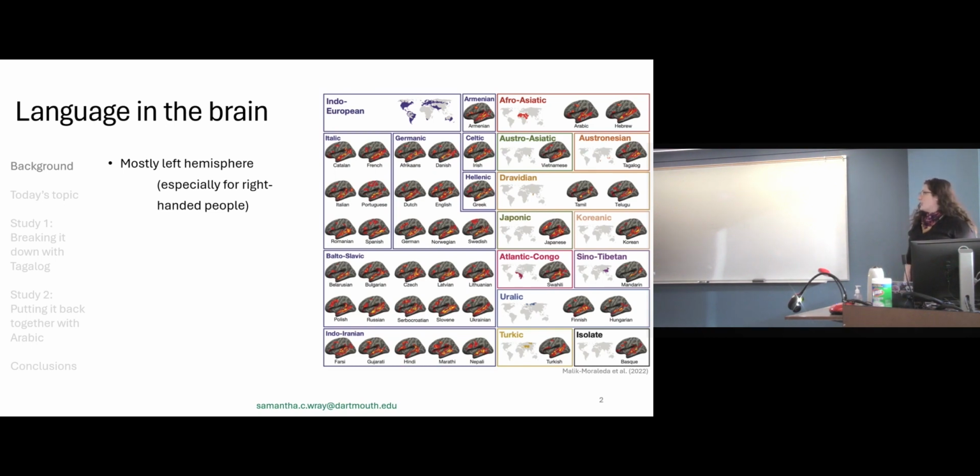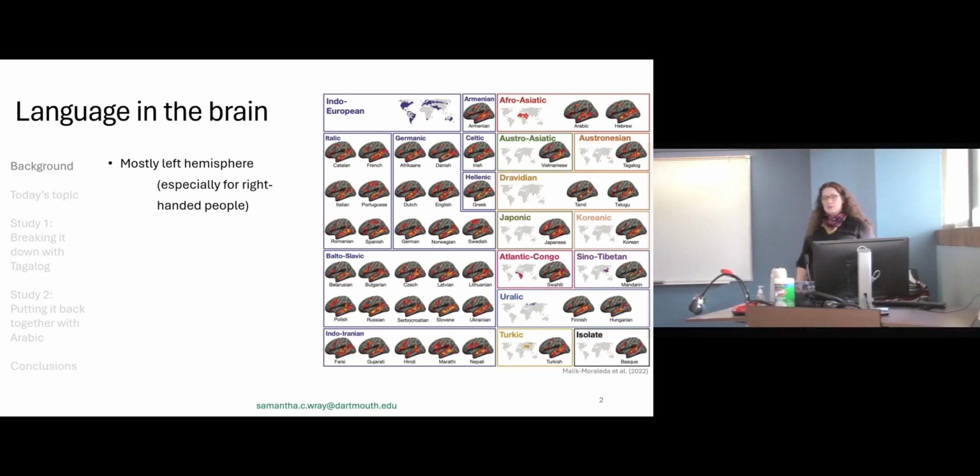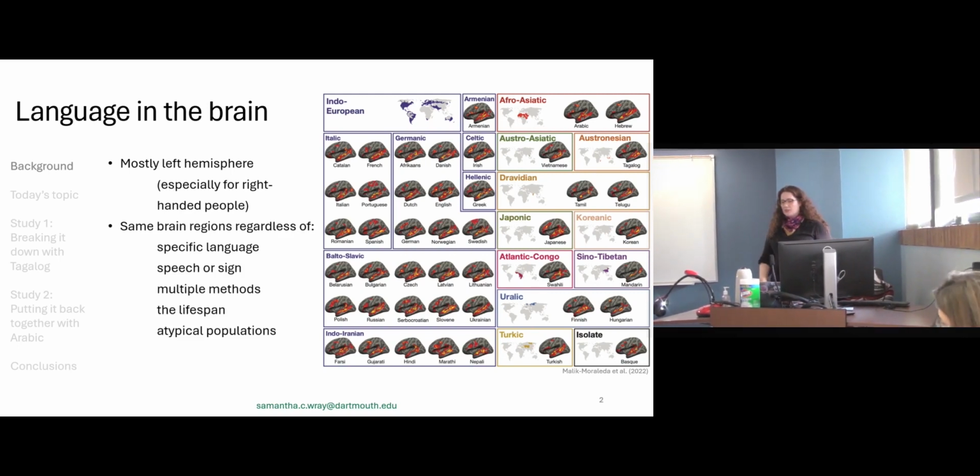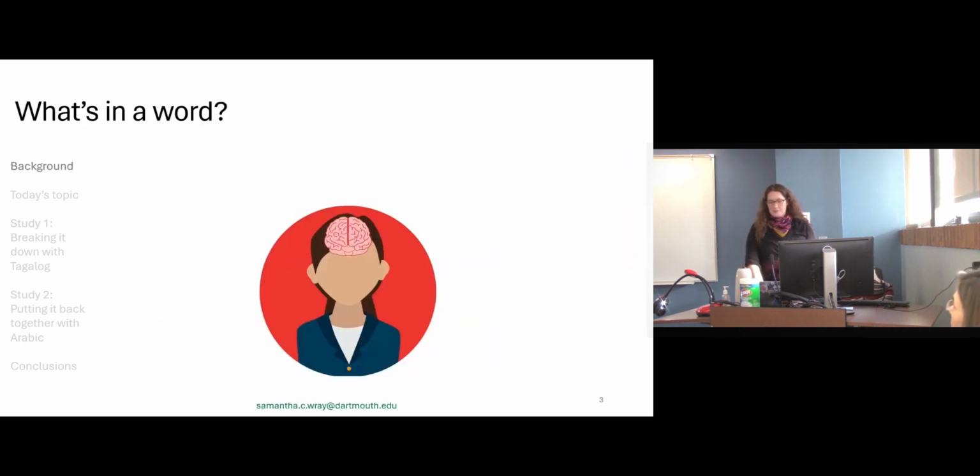Now this is mostly in the left hemisphere, especially for right-handed people. If you're left-handed, your mileage may vary. But it's been attested regardless of which language. Also, if you have a sign language, it's been attested for different neuroimaging methodologies and so on and so forth. But what research remains to be performed is what kinds of specific fine-grained information processing occurs where and on what timeline. So let me give you a concrete example that drives my research.